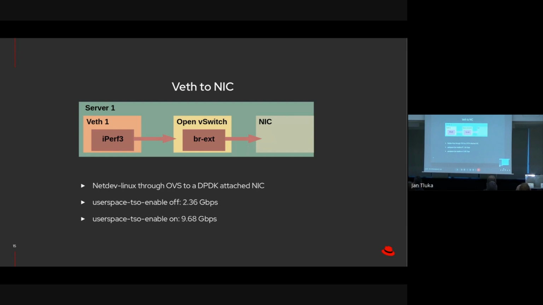The netdev-linux interface has a lot of limitations. It's not directly relevant to the topic of this presentation, but packets from this interface are handled in the OVS main thread instead of a PMD thread. This heavily restricts performance. However, here we do see a more than 4 times improvement in throughput simply by enabling TSO, from 2 gigabit per second to 9 gigabit per second.